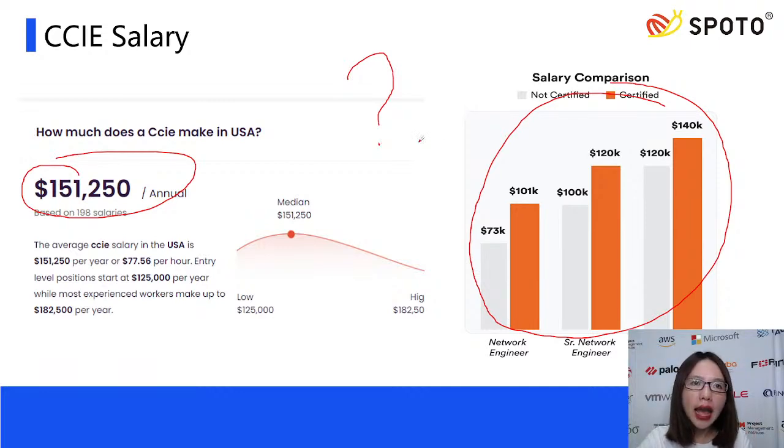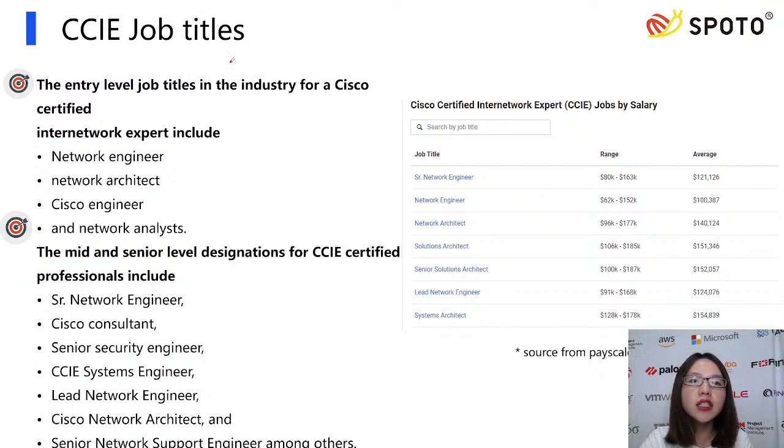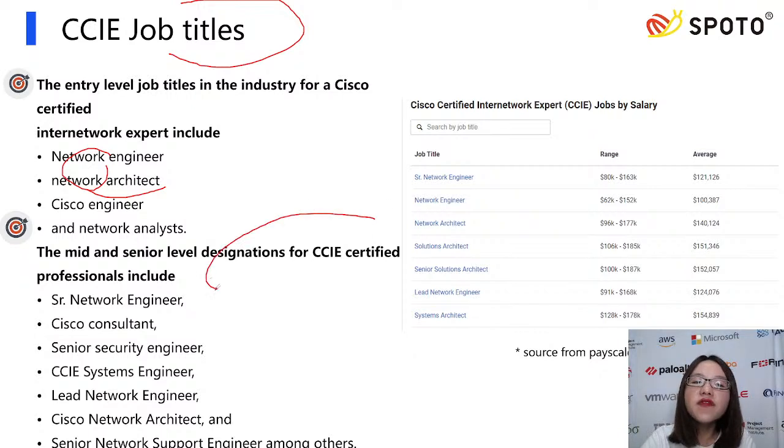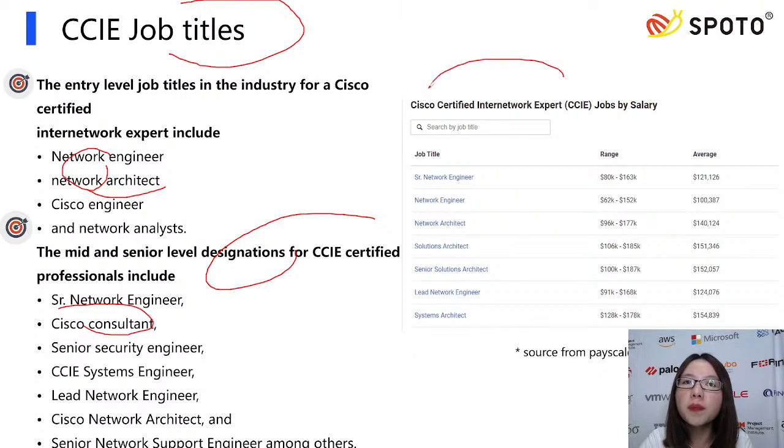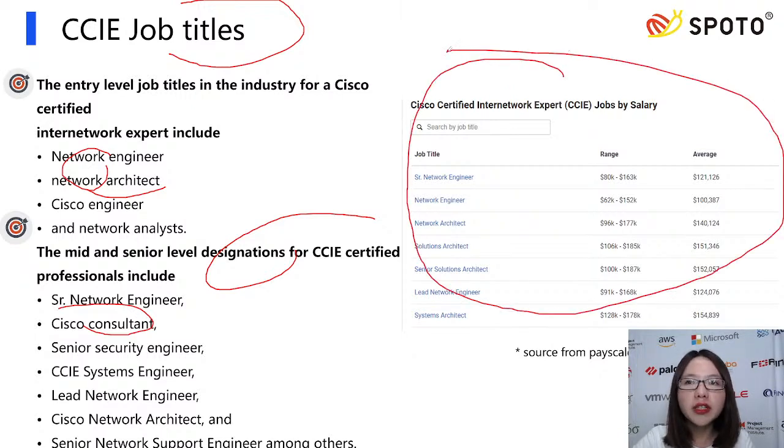The entry-level job titles in the industry for a Cisco Certified Internetwork Expert include network engineer, network architect, and so on. The mid and senior level designations for CCIE certified professionals include Cisco consultant, senior security engineer, and so on. According to PayScale, the salary for different job titles varies based on years of experience.